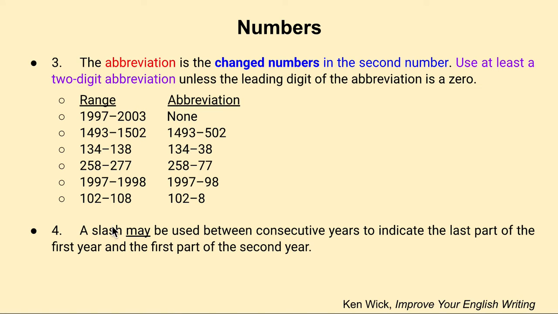And the fourth rule is a slash may, and I stress may, be used between consecutive years to indicate the last part of the first year and the first part of the second year. So you could write it this way: 1997/98, 2018/19. Or you could just put a dash year. But sometimes you may write it this way.